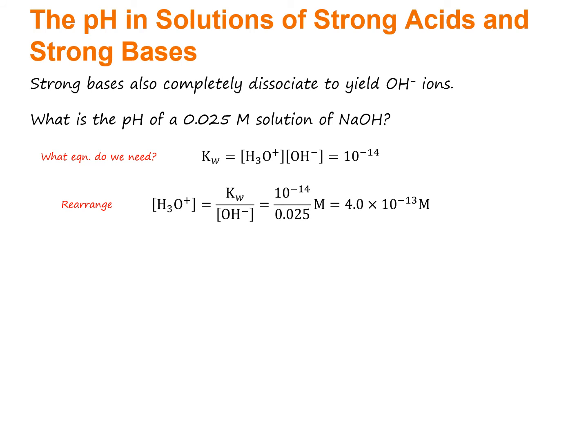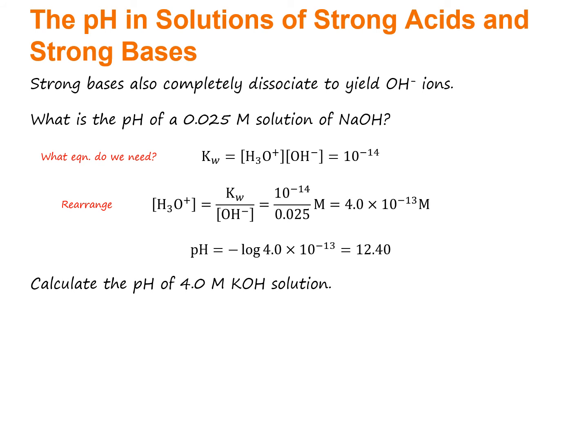And in this particular problem, we do the 10 to the minus 14 over 0.025 and end up with a concentration of 4 times 10 to the minus 13 molar. Now that we have the hydronium ion concentration, it should be pretty straightforward to go ahead and calculate what the pH of the solution is, and we end up with 12.40.